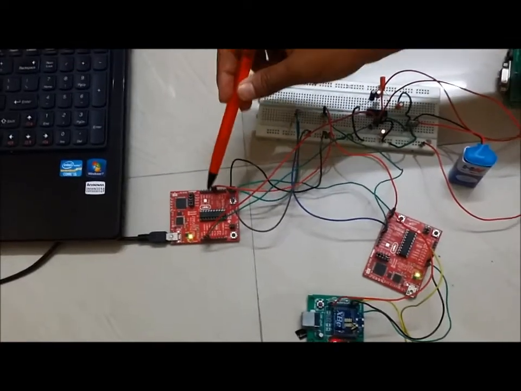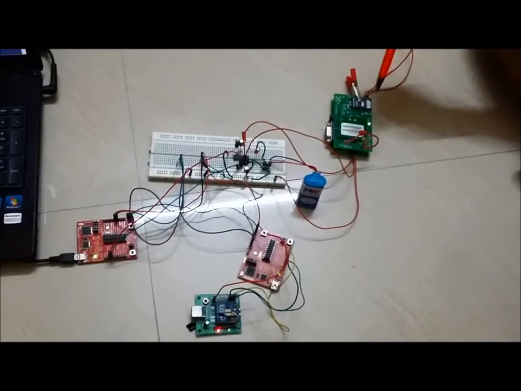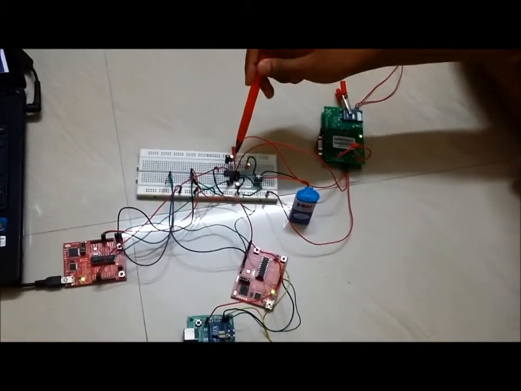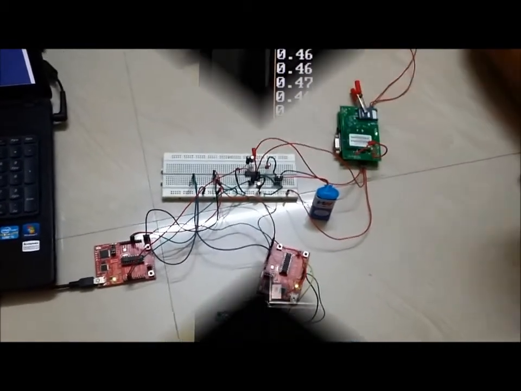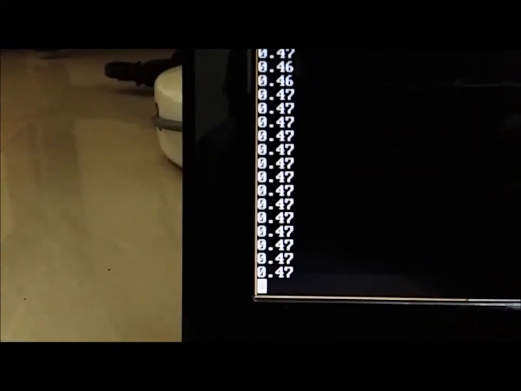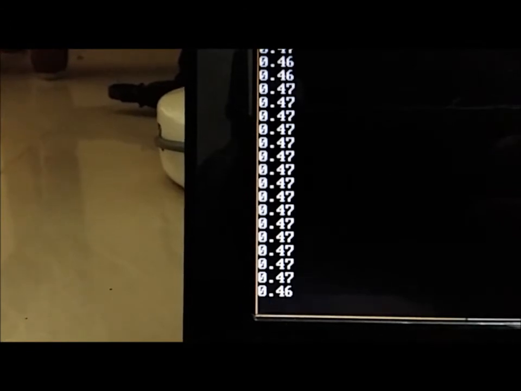The MSP's 3 volt logic level is incompatible with the SIM300's 5 volt logic level, so we use the IC MAX232 to interface the MSP with the SIM300. The serial monitor is showing the values which are read by the carbon monoxide sensor as seen at the master MSP under normal atmospheric conditions. The value is approximately close to 0.5 volts.